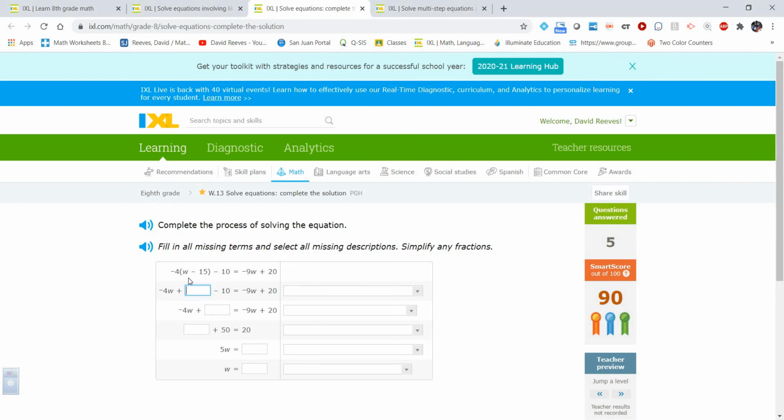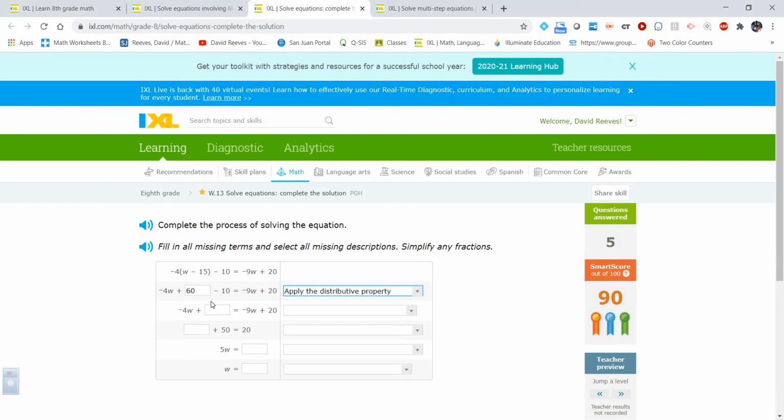So here we go. Negative 4 times w, that's negative 4w. Be careful, a negative times a negative is a positive, and 4 times 15 is 60, if I'm not mistaken. All right, and what did we do here? We applied the distributive property.